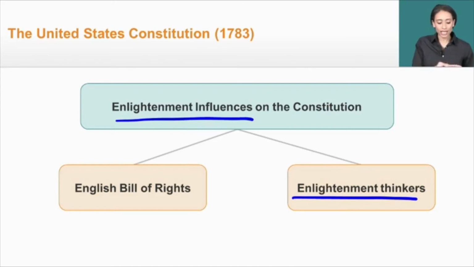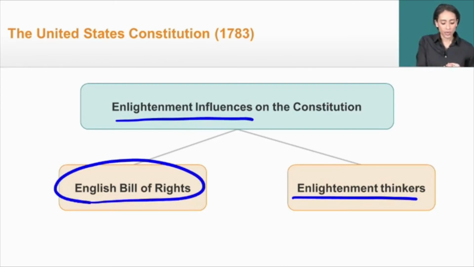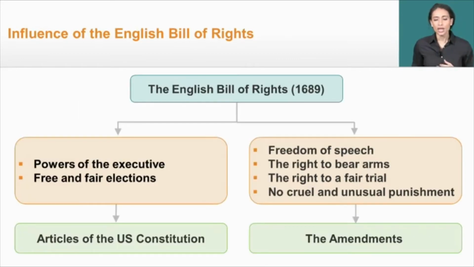But it's really the English Bill of Rights that we see heavily influencing the Constitution. So let's take a look at some of those influences. Now, the English Bill of Rights is written nearly 100 years before the American Constitution, and we see that a lot of these influences are going to take from the English Bill of Rights.